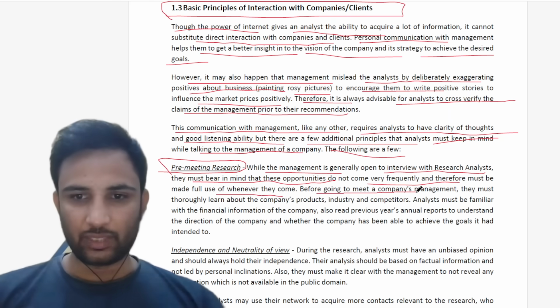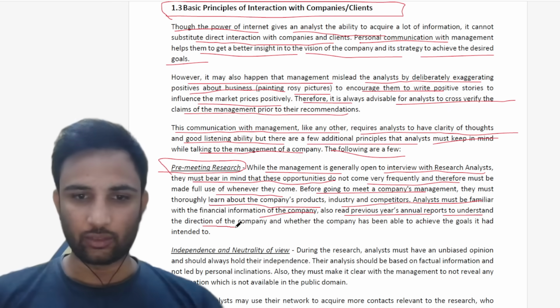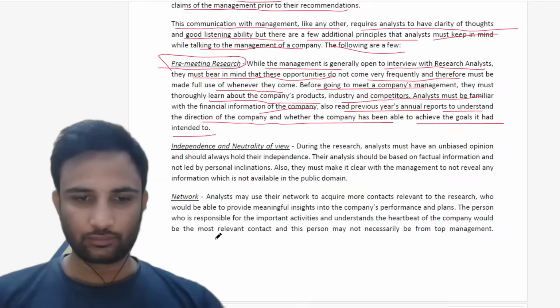Before going to meet a company's management, they must thoroughly learn about the company's products, industry, and competitors. Analysts must be familiar with the financial information of the company. Also, read previous years' financial annual reports to understand the direction of the company and whether the company has been able to achieve the goals it had intended to.